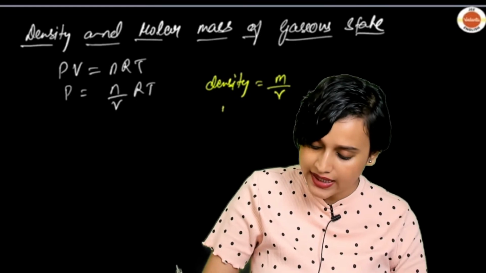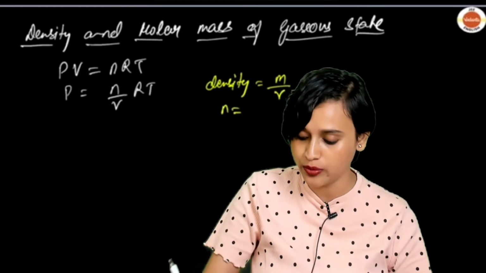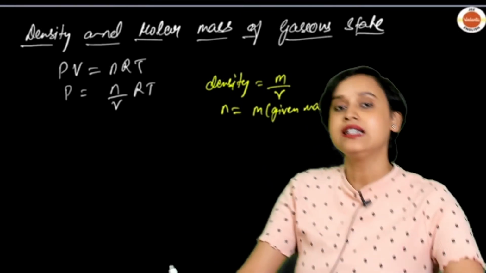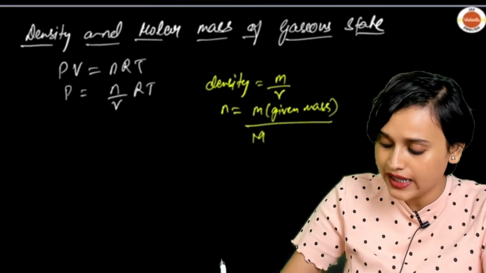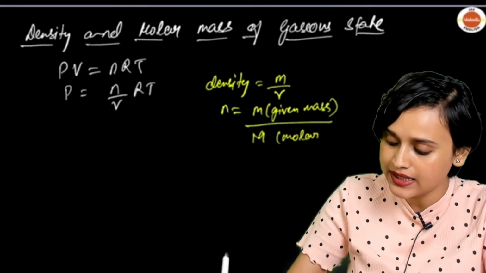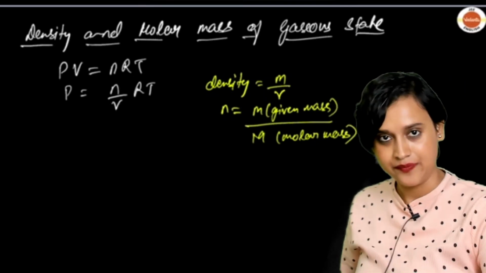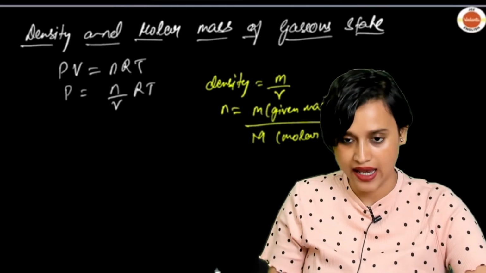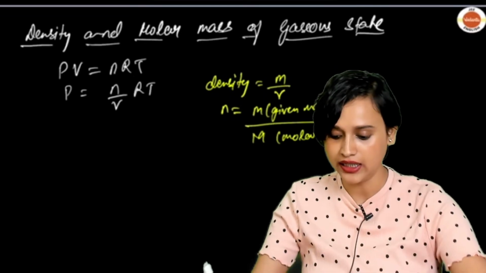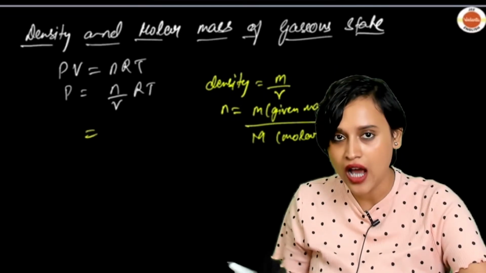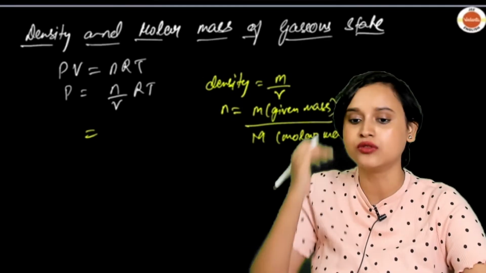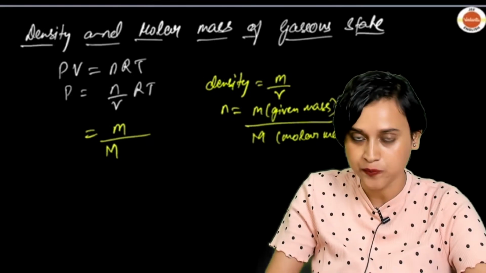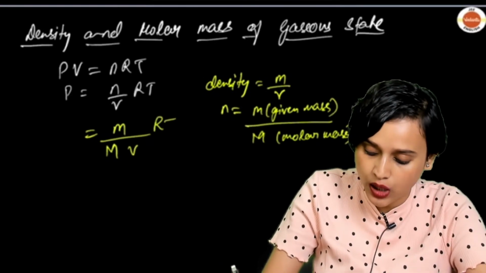And what is this n? This n can also be written as given mass divided by molar mass. Can I write it like this? Yes, given mass divided by molar mass is equal to n. So, this P can be written as m divided by capital M multiplied with V, and here you have RT.